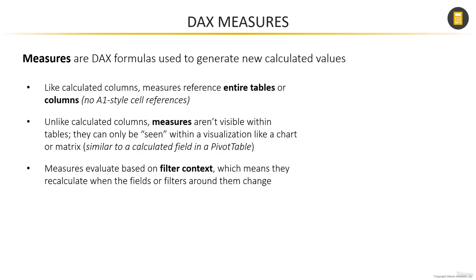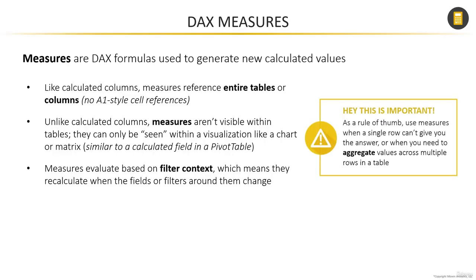So we just saw that calculated columns are evaluated based on row context. Measures are evaluated based on filter context. And it's super important to understand the difference between these two. And it's a little bit of a tricky concept to wrap your head around initially. What I mean by this is that the values these measures take constantly recalculate whenever the fields or filters around them change. So if you drag a new field or dimension into the row or column labels of a matrix, or if you apply new filters to a report, in each of those cases, you're changing the filter context and you're changing the value that that measure should return.